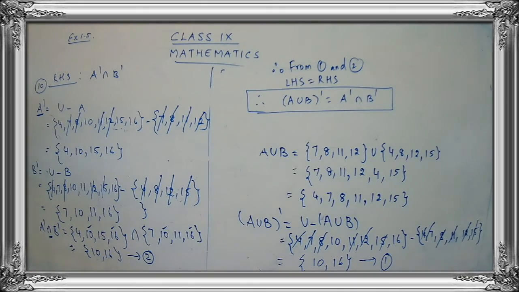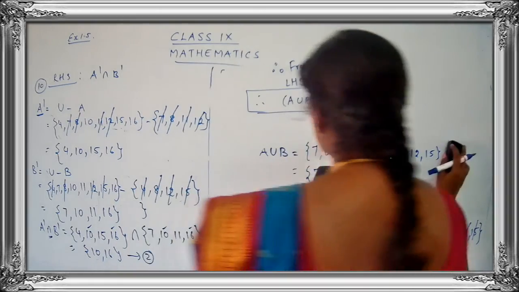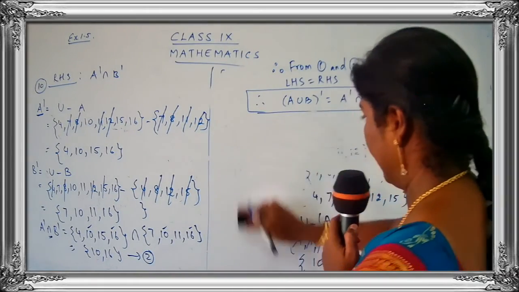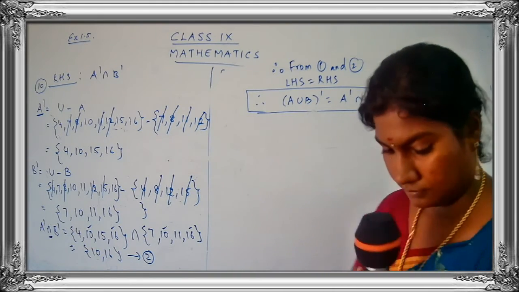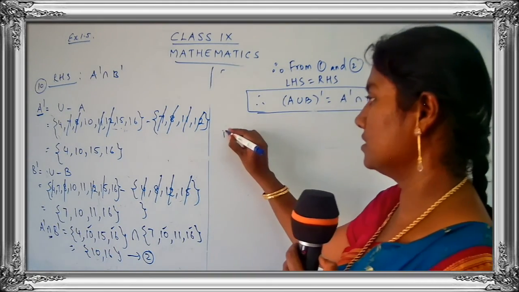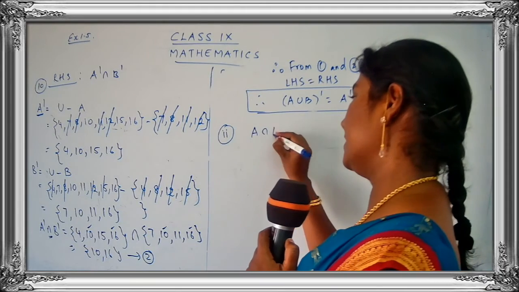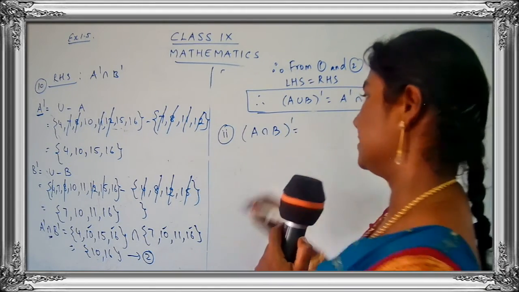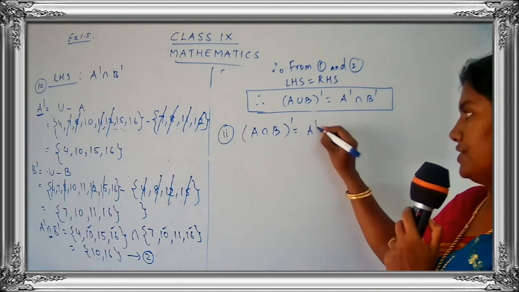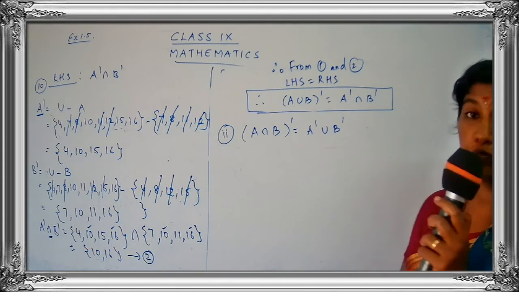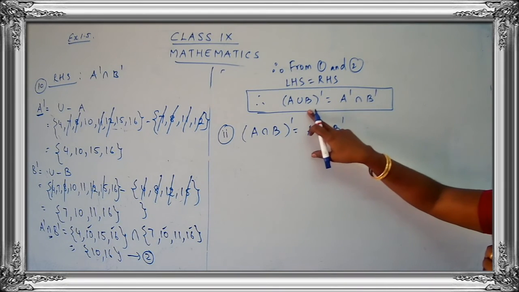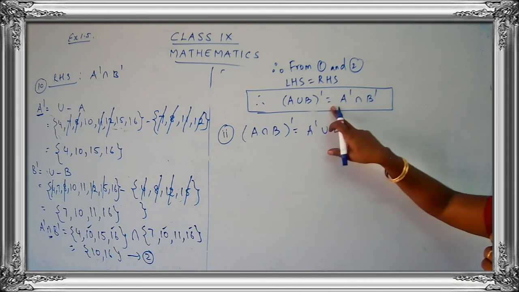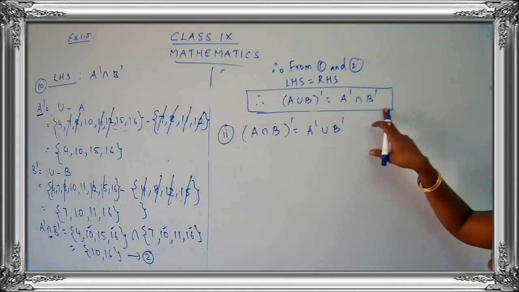Okay, shall we go for the second part, children? Now let's move to the second part. The second part was A intersection B, the whole dash. So let's do the work. A intersection B, the whole dash is equal to A dash union B dash. This is what we have to prove. In the first case, we have proved that A union B, the whole dash is equal to A dash intersection B dash. Okay, children?